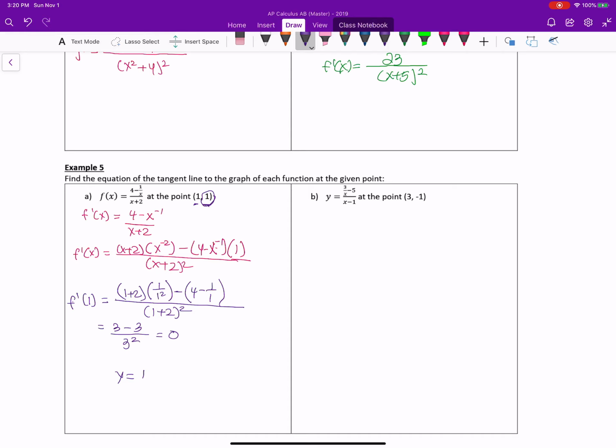All right, part B, I didn't make it work out so nicely that it was just a 0. It becomes an actual line. But I want you to give it a shot. Hit pause right now and give it a shot on your own, and then we'll talk about it.